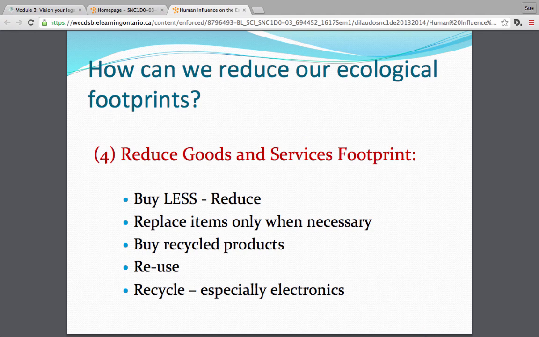If we adopt a new mindset and we only replace items when they're necessary, not when the latest iPad, iPhone 7 comes out and you just have to have it, perhaps only replace when it's necessary. Buy recycled products where we can. I also try to buy products that have less packaging, because packaging is really wasteful and it's really hard on the ecological resources, so less packaging is better. Reuse where you can, recycle where you can, especially your electronics. Make sure that you take your electronics to recycling depots rather than throwing them in the garbage. So those are some suggestions that we have for reducing our own personal ecological footprints.